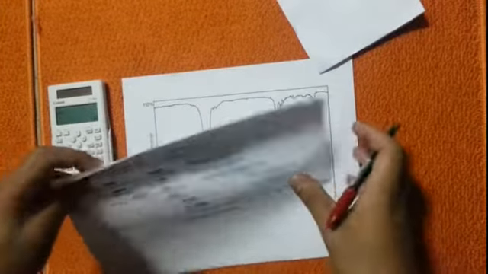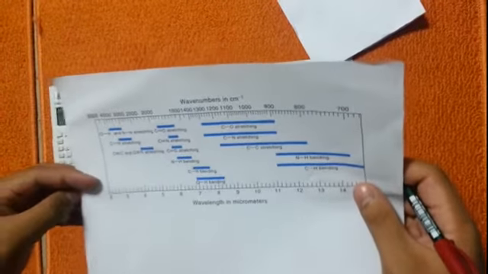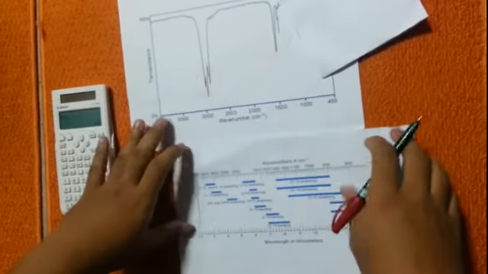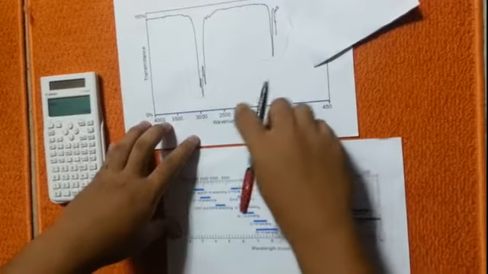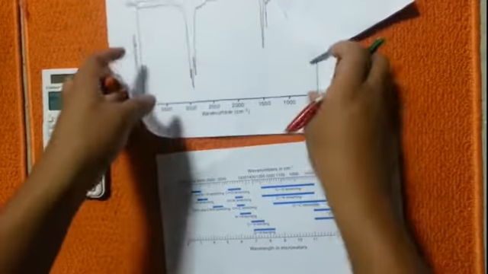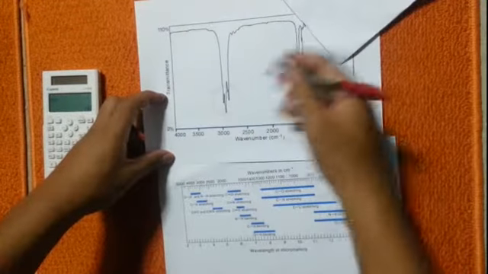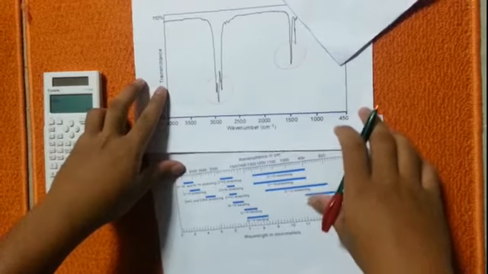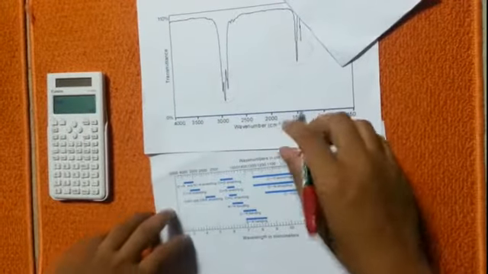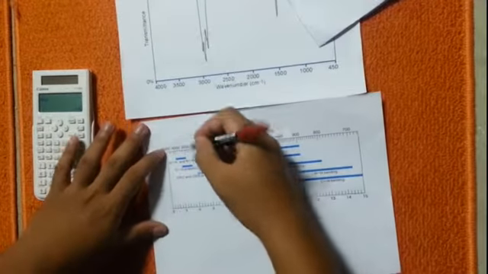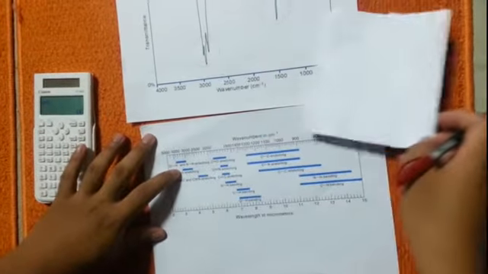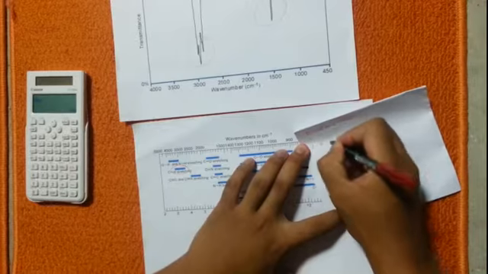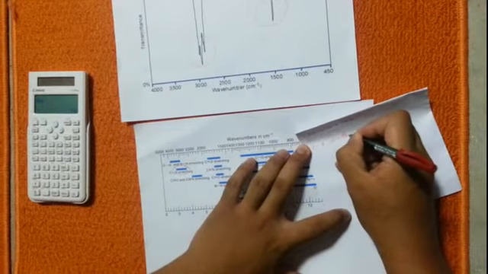Then, based on the table, we find the wavelength, and sometimes they also give wavelength. So wave number is 3003. So we find in the table given, so it is CH stretching.